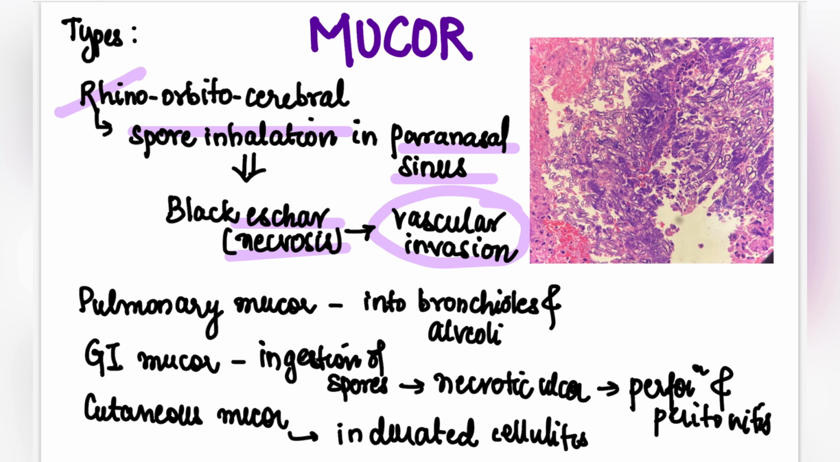The second one is pulmonary mucor because the spores get into the bronchioles and alveoli. After that, it is GI mucor, which is due to ingestion. So the first two were due to inhalation. GI mucor is due to ingestion of spores, which causes necrotic ulcer followed by perforation and peritonitis. The next type is cutaneous mucor, which causes indurated cellulitis. So right now we have learned about 4 types of mucor: rhino-orbito-cerebral, pulmonary mucor, GI mucor, and cutaneous mucor.